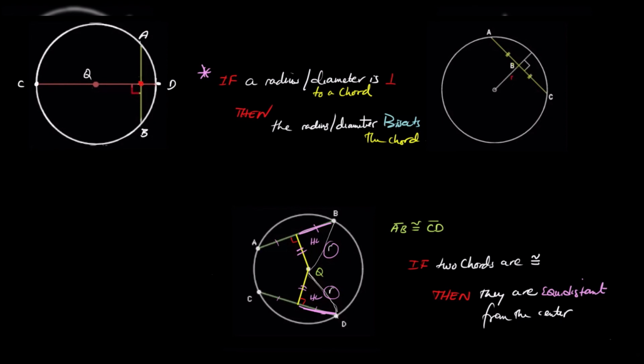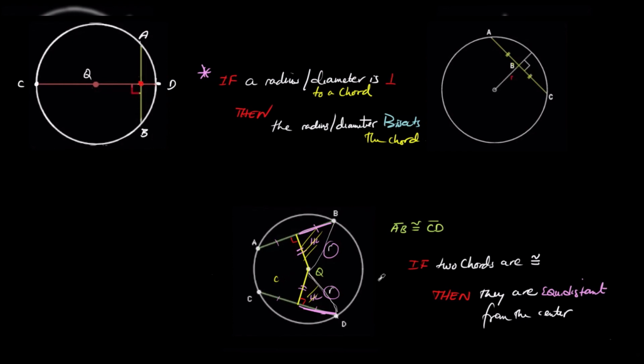By demonstrating that the two triangles are congruent, we can say that this segment over here, the distance from the center to the chord, are going to be congruent by CPCTC. And since those are congruent, we have demonstrated that the chords are equidistant from the center.